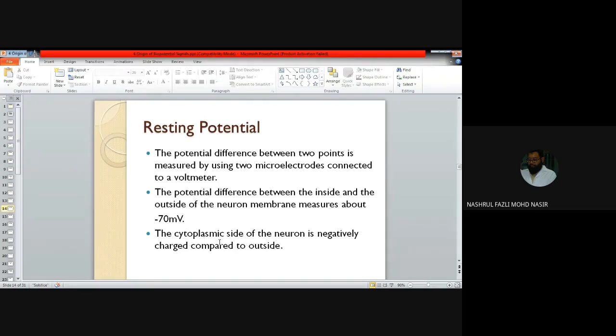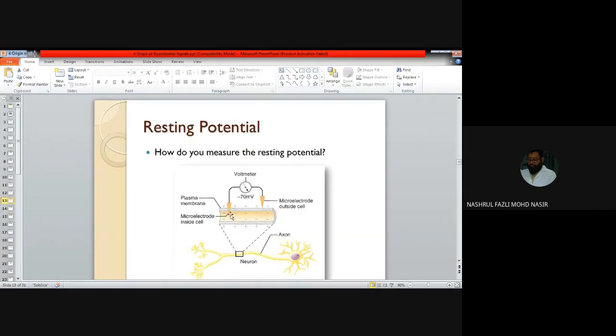So you can see the inside, the cytoplasmic side, means the inside of the cell. If you don't want to get confused, just replace the word neuron with cell. So the outside is relatively positive, and the inside is negative. This is the resting potential. No excitement yet. It is in the state of rest. It is resting, no stimulation yet.